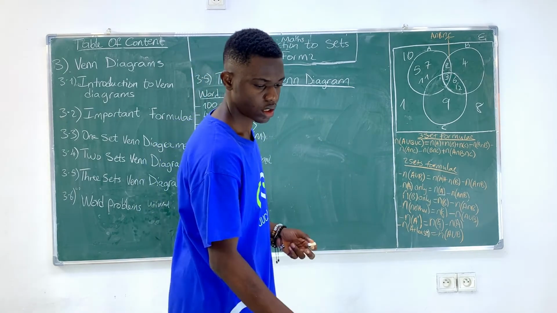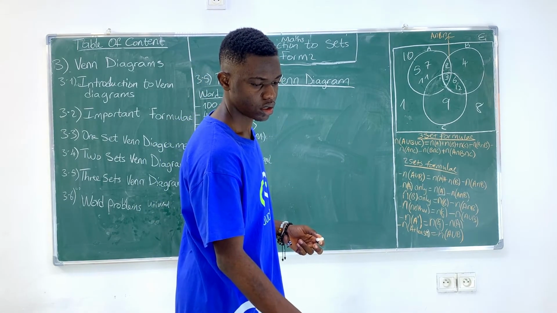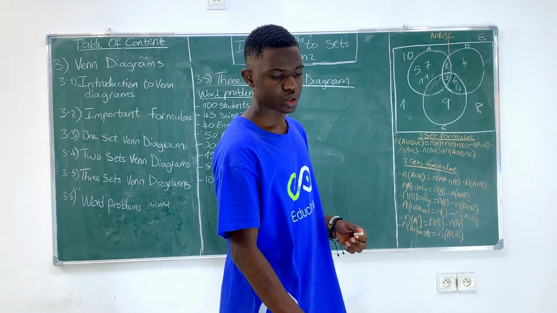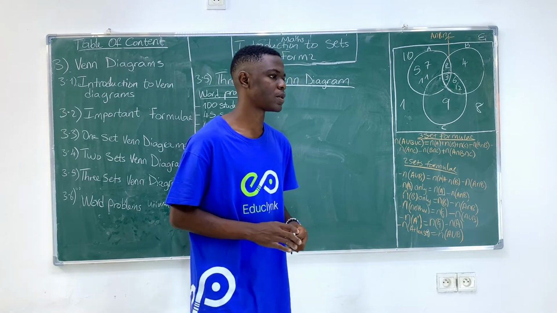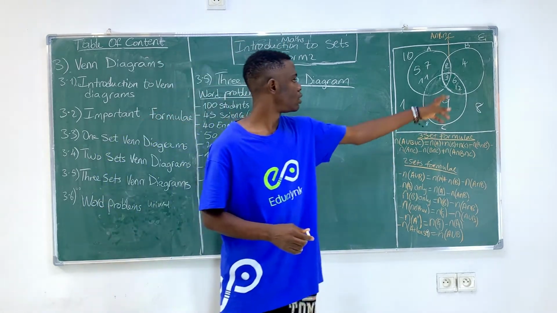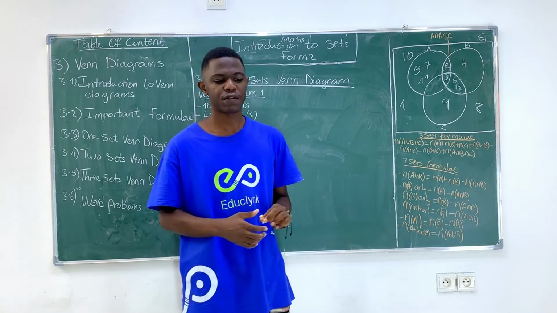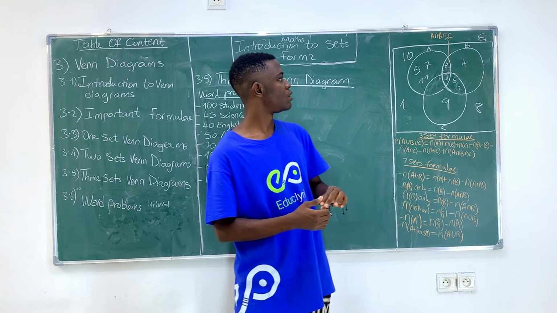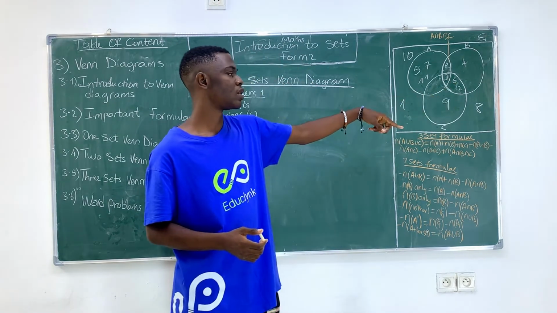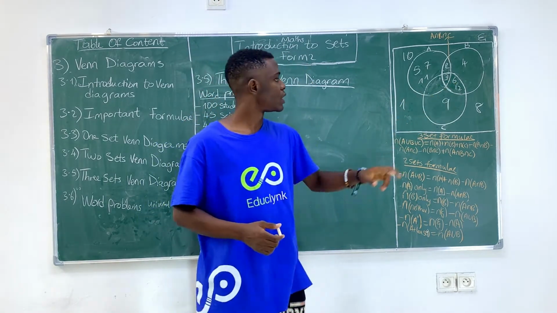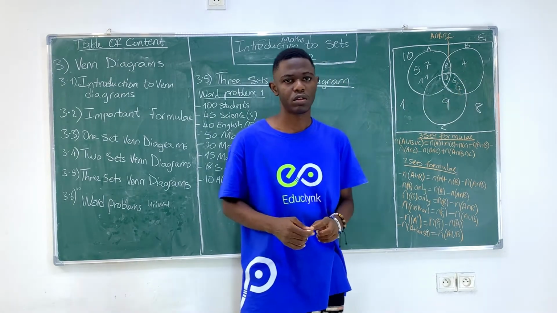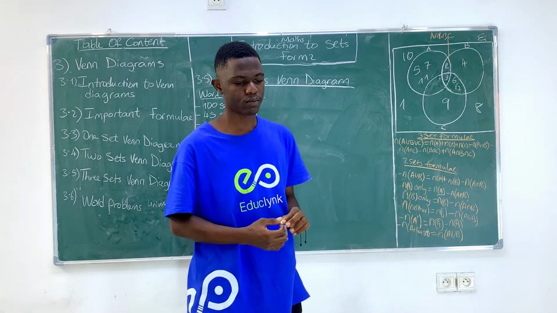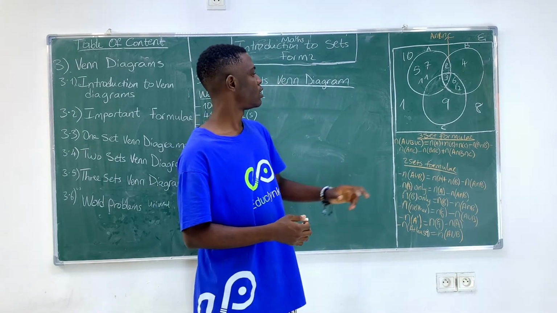D, how many study none of the 3? So you should know the steps in solving these types of problems. The first step is to find A intersection B intersection C, the intersection of the three sets. The next step, we find all of the two-set intersections. Then the next step, find the onlys. And then you find the neither.